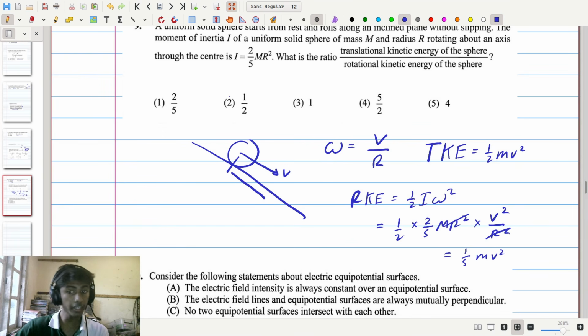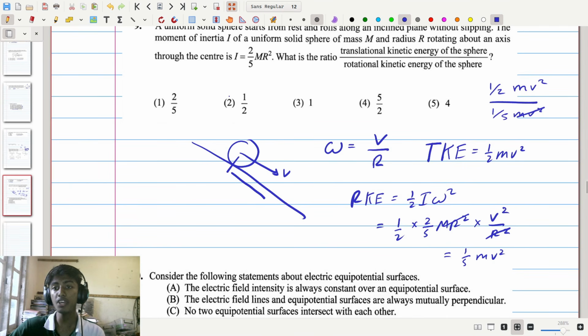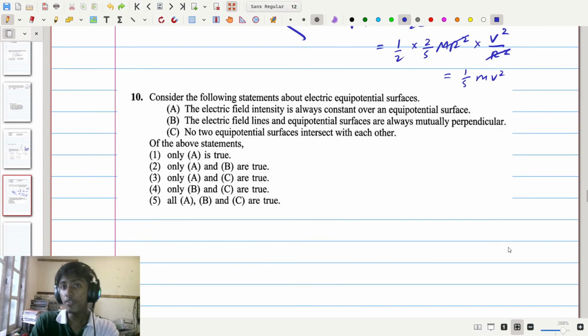So rotational kinetic energy is 1/5 mv squared, and translational kinetic energy is 1/2 mv squared. Now dividing, we have 1/2 mv squared divided by 1/5 mv squared. These two cancel, leaving us with 1/2 divided by 1/5, which is 5 times 1/2, or 5/2. So therefore the final answer here is 5/2. Now moving on to question number 10.